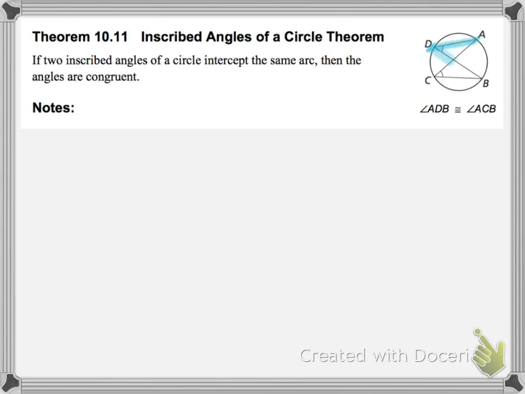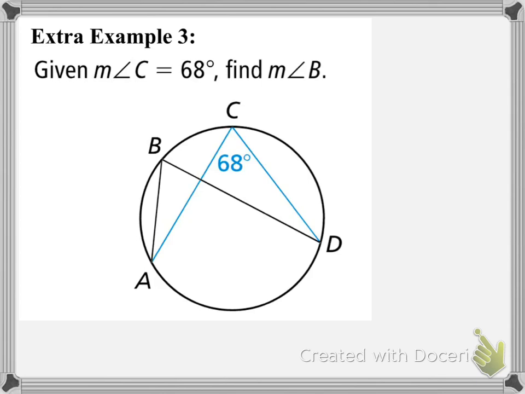Here we have angle ADB, that blue angle there, and we have angle, let's go pink, angle ACB. If you notice, they inscribe their endpoints, this A and this B, inscribe the same arc. It's this arc A to B. So since they both intercept the same arc, those angles are congruent. So this angle D is congruent to this angle C. Okay, so that can be really helpful.